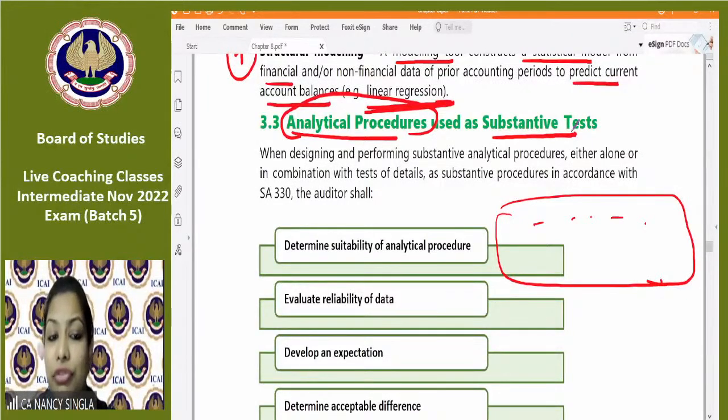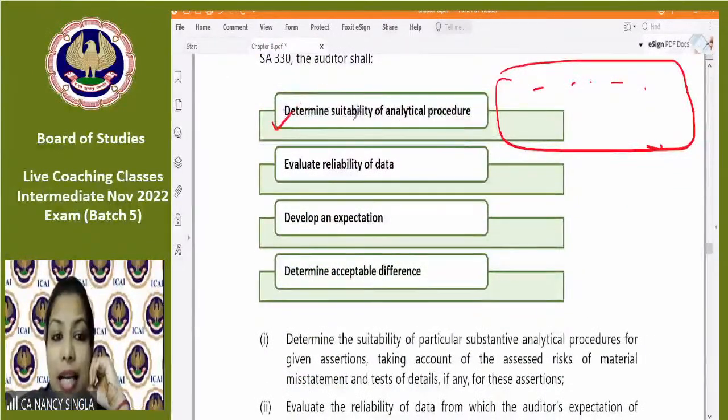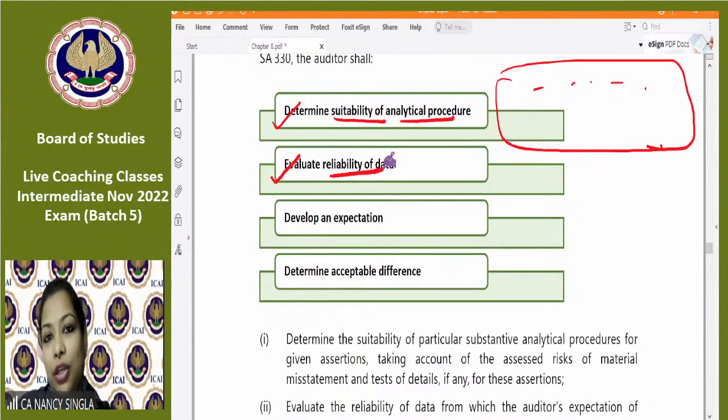So what are the 4 things that he has to consider? The auditor will have to determine the suitability of the particular analytical procedure. He will evaluate the reliability of data. He will develop an expectation and determine the acceptable difference. Okay?